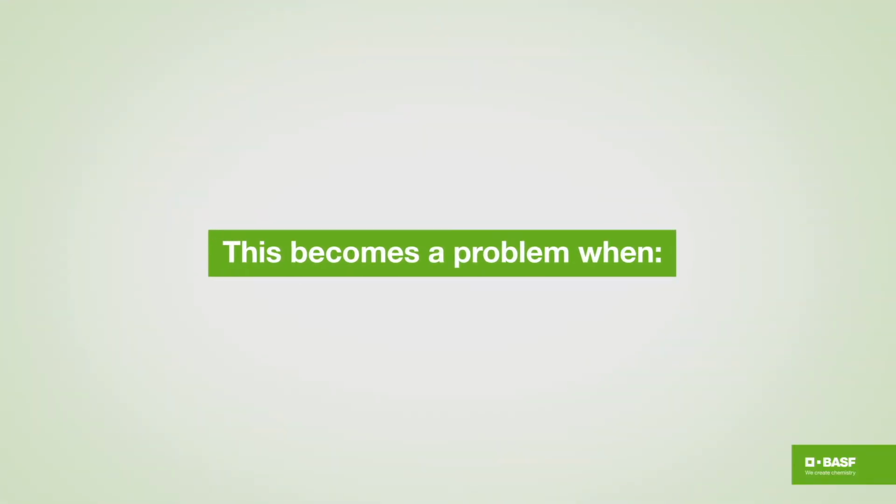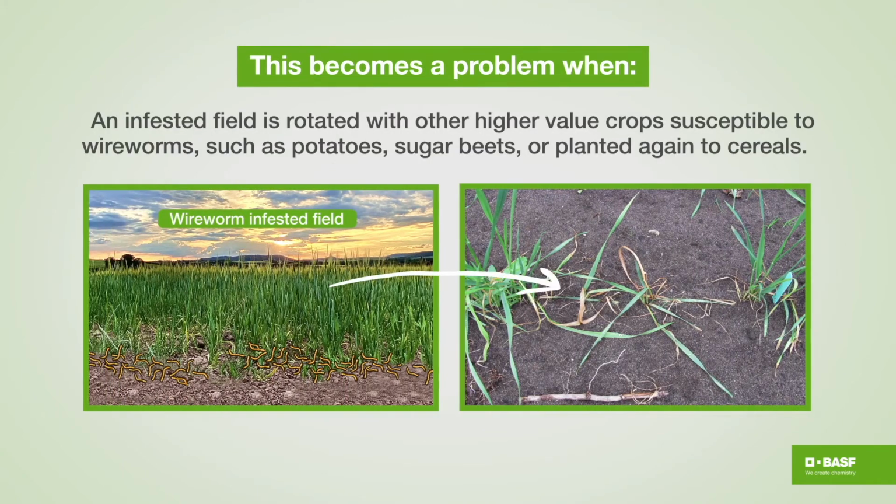So this becomes a real problem when you have an infested field that you want to plant into another crop, such as potatoes or sugar beets. The wireworms are going to attack and decimate that crop. Or if you want to rotate into a cereal crop, they can actually totally wipe that cereal crop out.